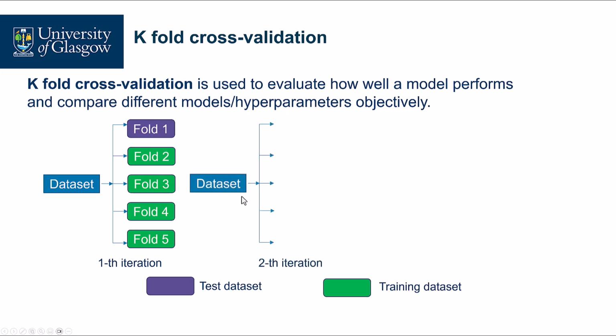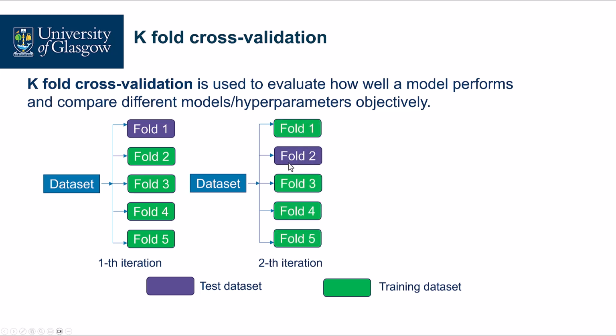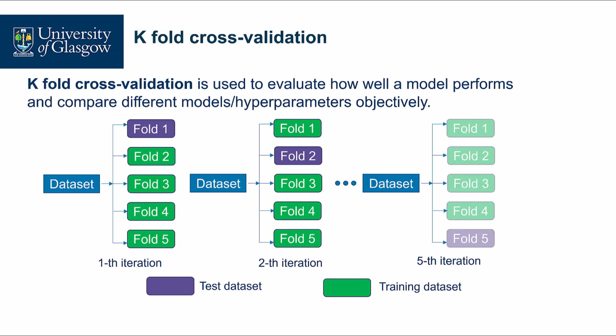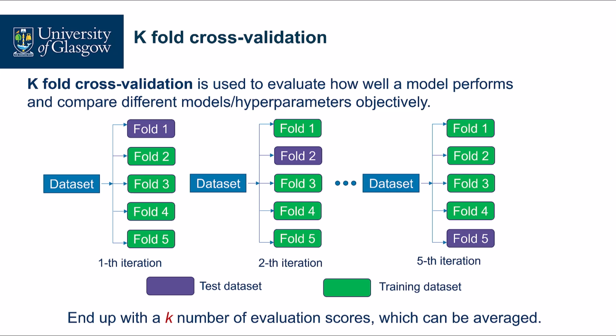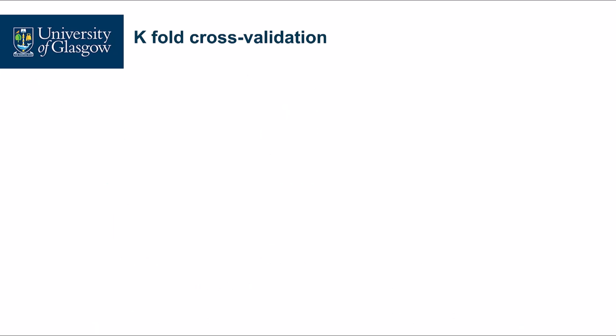In iteration 2, I shuffle them. Now this one becomes the test data set, and all the others are the training set. We iteratively do this process until the 5th iteration, where fold 1 to fold 4 are the training set, and fold 5 is the test set. In this way, we get 5 evaluation scores or prediction errors. Then they can be averaged to evaluate the model, considering a certain model type and certain hyperparameters.